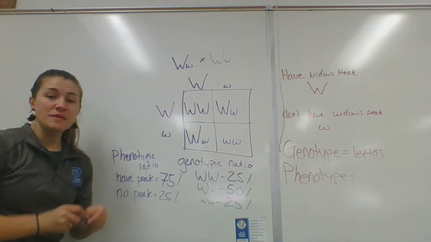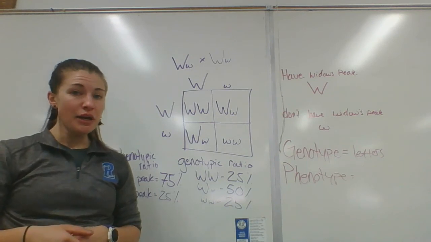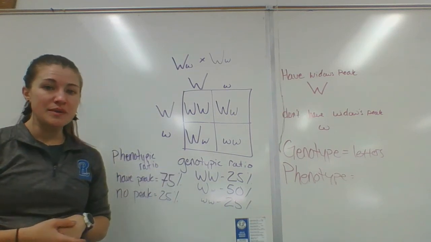So I hope that helps. Please let me know if you have any other questions about how to make a very basic pedigree or how to do ratios on a Punnett square.